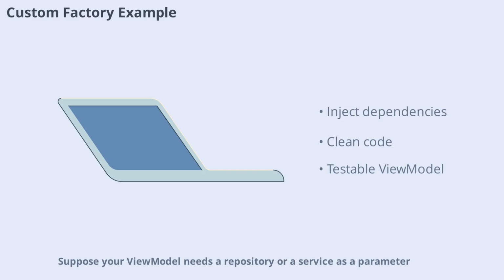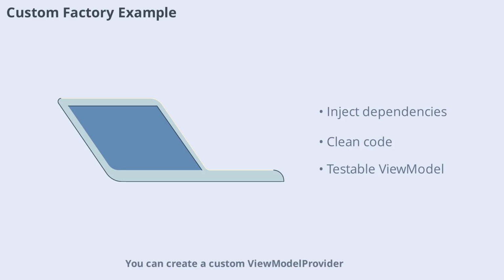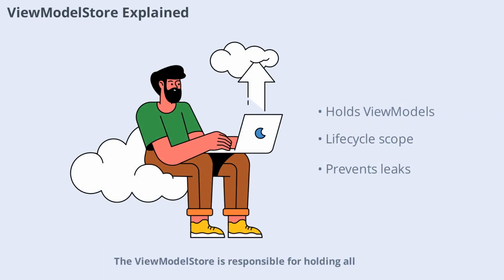Suppose your ViewModel needs a repository or a service as a parameter. You can create a custom ViewModel Provider factory that takes these dependencies and passes them to your ViewModel's constructor. This approach is common in apps that use dependency injection, and it helps keep your code clean and testable. The ViewModel store is responsible for holding all ViewModel instances for a given lifecycle scope.